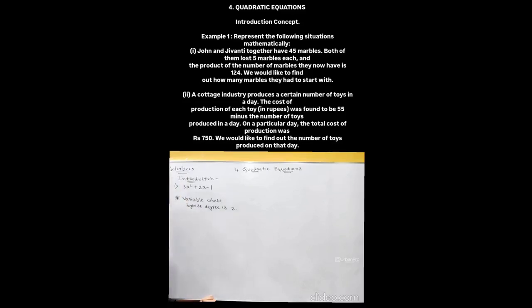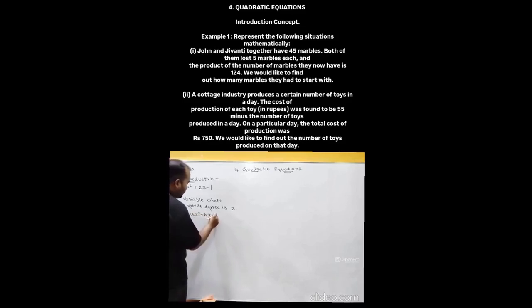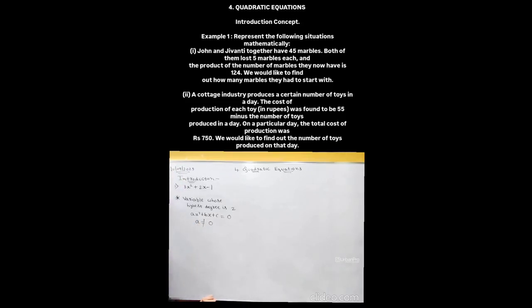Got it? It can be written in the form of ax square plus bx plus c is equal to 0, where a should not be equal to 0. If a is equal to 0, what happens? 0 into x square is 0, then we will not get degree 2. The highest degree will not be 2. That's why a should not be equal to 0 and it should be in this form. Got it?